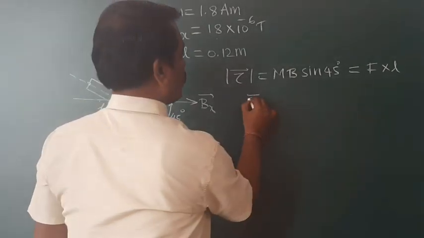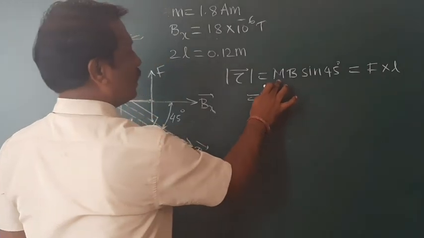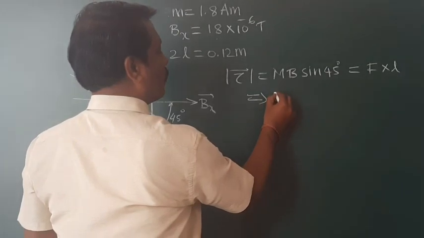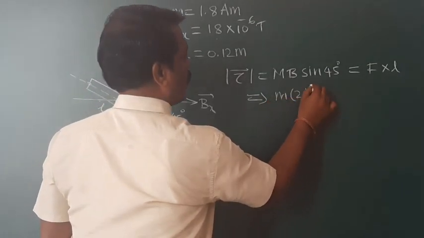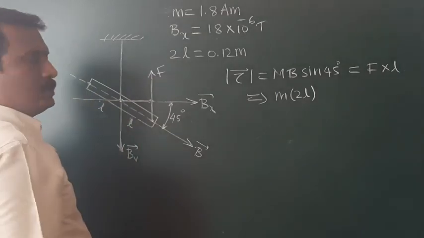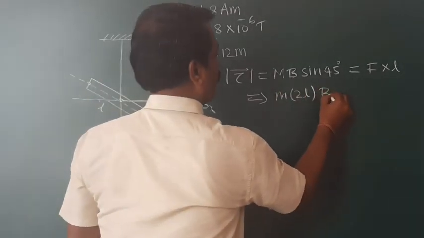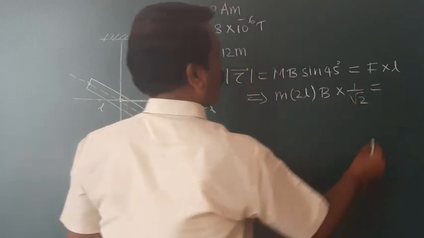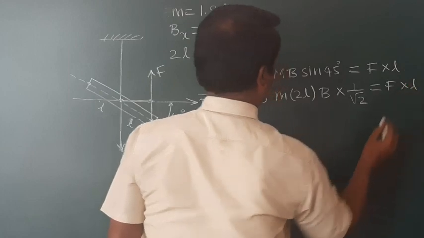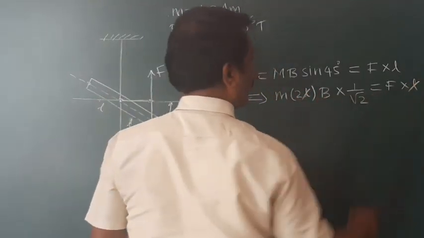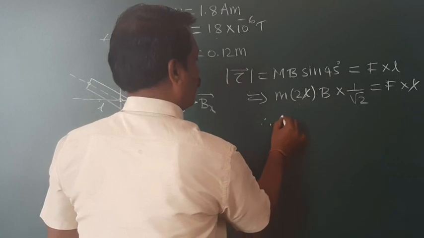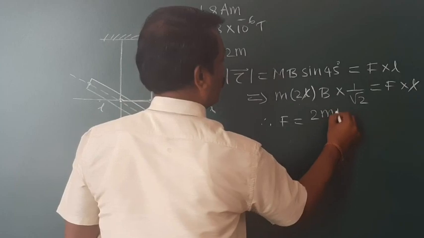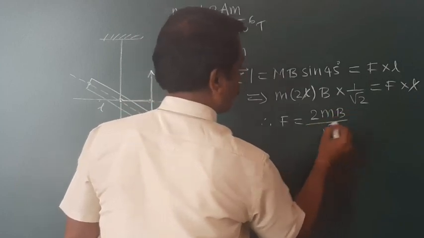So this implies, here M is the magnetic dipole moment. The magnetic dipole moment is given by m into 2L. Here 2L is the length of the needle. And B I will write as it is. And sin 45 is 1 by root 2, equal to F into L. Now here this L gets cancelled. Therefore F can be written as 2mB divided by root 2.